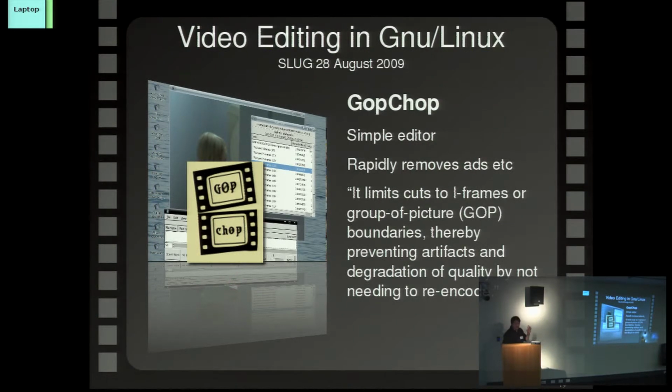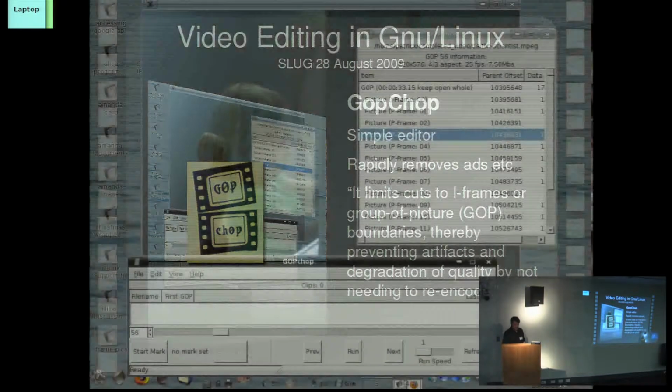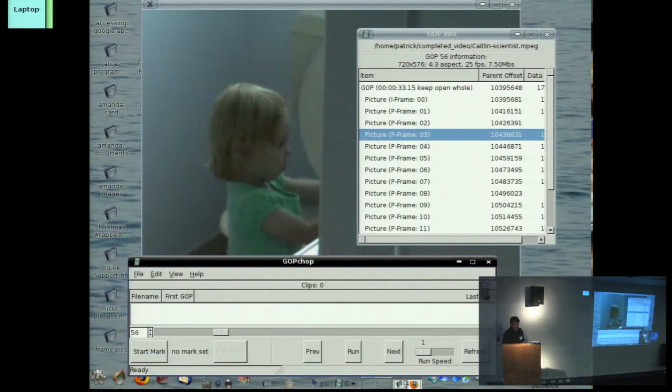GopChop. I just bought a BeyondWiz PVR. If all I really want to do is just chop bits of the ads out and things like that, GopChop's the program. Dead simple. All it does is just help you to cut ads out of shows. Really, really simple. It works really well, pretty stable. And there's the interface for that.